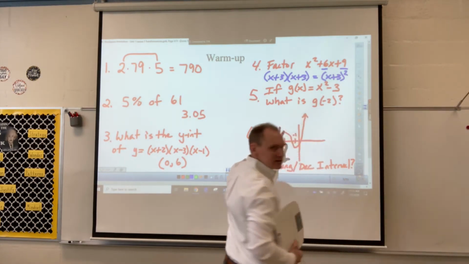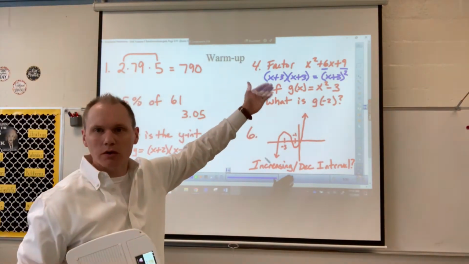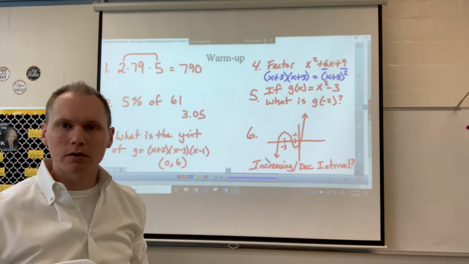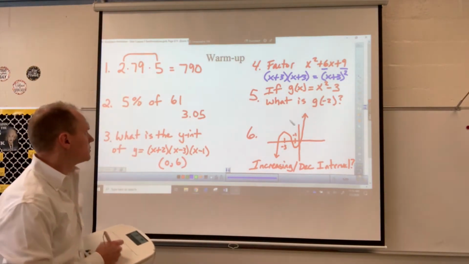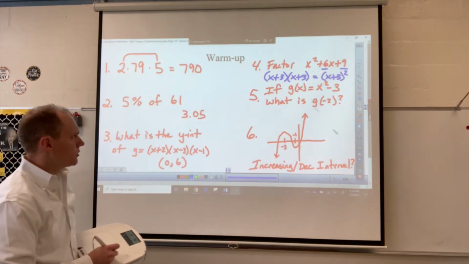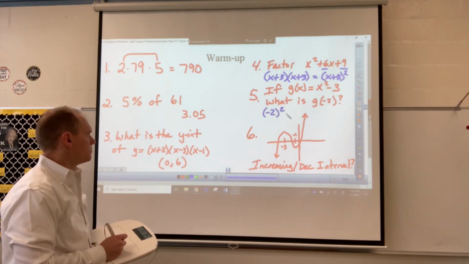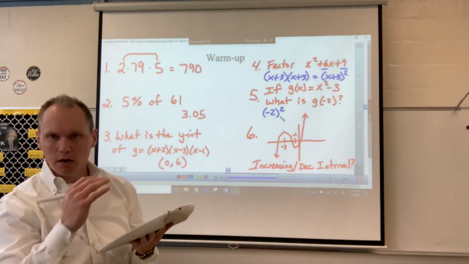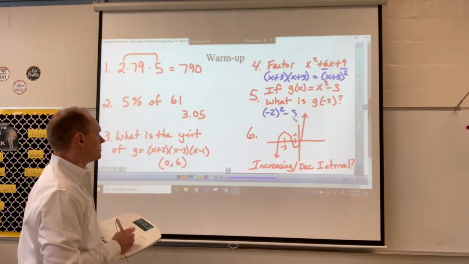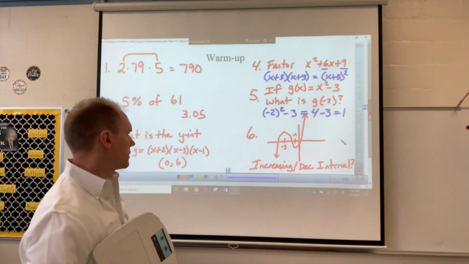All right, number 5, classic ACT problem here. Right, where you're given a function with a quadratic in it and you're asked to put in a negative number. A lot of mistakes happen here. So let's walk through it. So it's asking us to put -2 in for any x's up here in this function. There happens to be only one x. And so we're going to put -2 and we're going to square it. Make sure you put your parentheses. We're squaring all of -2 and then -3. -2 squared is actually 4. 4 minus 3 is 1. So 1 is our answer there.